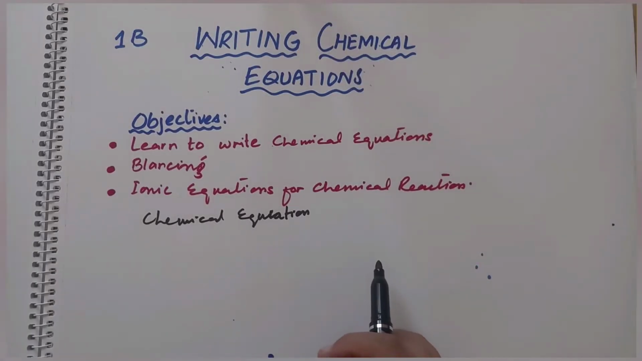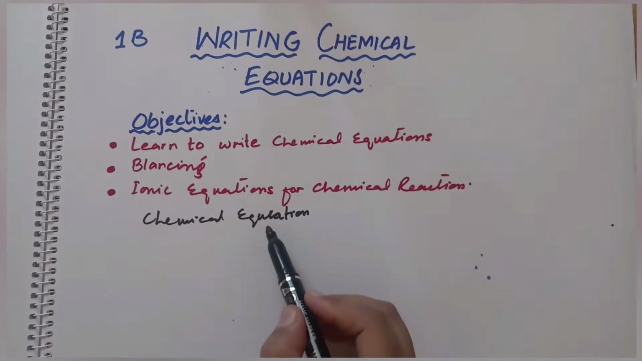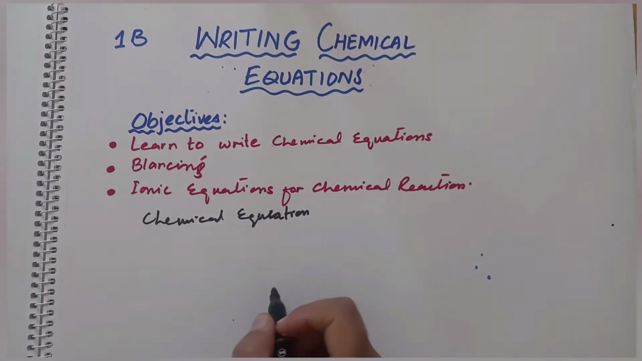Assalamu alaikum. Today we will learn to write a balanced chemical equation, ionic equation including state symbols. First of all, what is a chemical equation? A chemical equation is the representation of a chemical reaction by symbols and formulas.